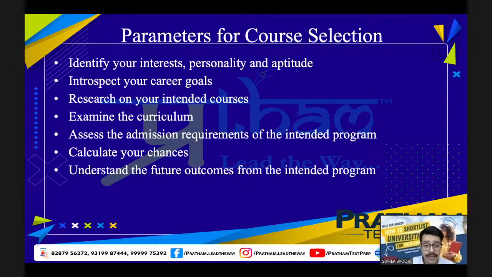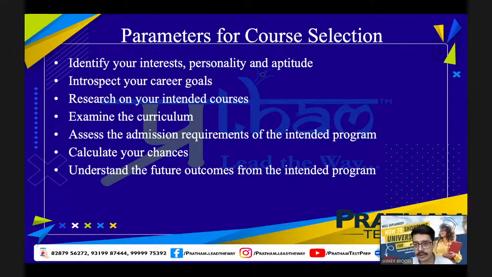In fact, examining the curriculum, right? Examining the curriculum is also important, because what happens during this time is that you have to see what kind of courses you are studying in your first year versus whatever you're going to be studying in your second year and your third year, right?